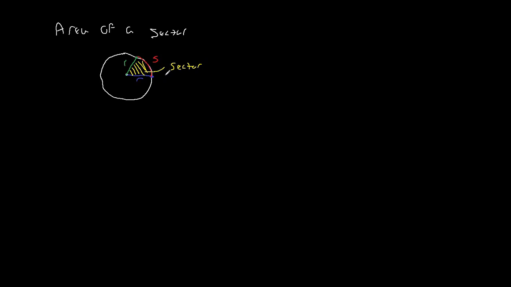You might think to yourself, maybe I want to know the area of this. So how would you go about figuring that out? Luckily for us, we can use some proportions here. We know that S, the length of some arc, is subtended by theta, which is the angle that subtends that arc.